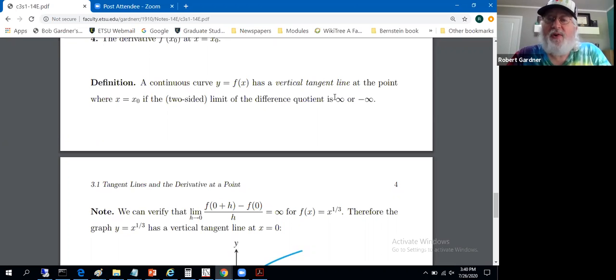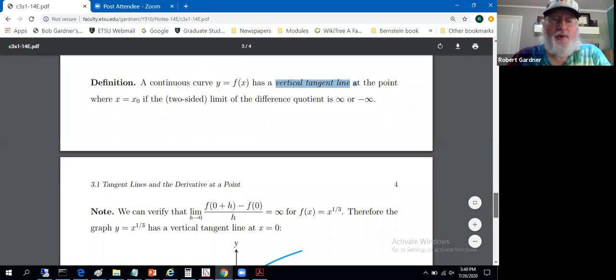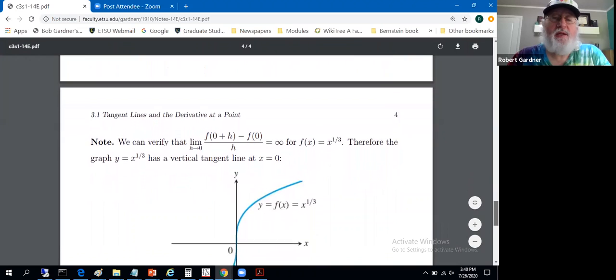But I could still have vertical tangent lines. Well, what would happen in that case in terms of all this derivative stuff? Well, something could go wrong with the derivative. So we're going to define, for a continuous function f of x, a vertical tangent line at point x sub 0, provided the two-sided limit of the difference quotient is either positive infinity or negative infinity. So it's one of these two, not maybe positive from one side and negative from the other. The two-sided limit is positive infinity or negative infinity.